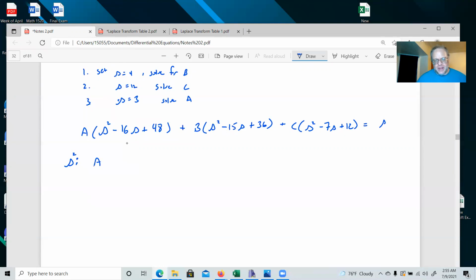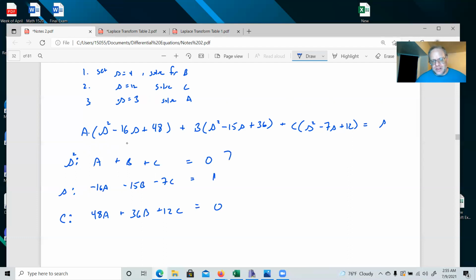So pulling these apart and equating the coefficients, for the S squared terms we have A plus B plus C equal to 0. For the S terms, we have negative 16A, minus 15B, minus 7C, equal to the coefficient of S on this side, which is one. For the constant term, we have 48A plus 36B plus 12C equals 0.